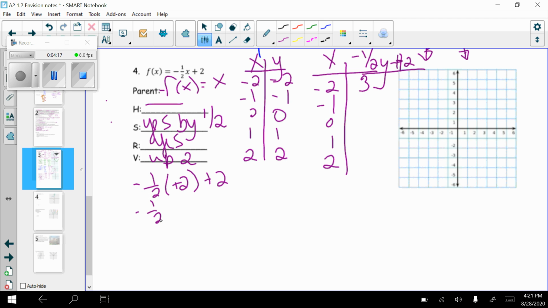Negative 1/2 times negative 1, and then add 2. So negative 1/2 times negative 1 is 1/2, plus 2 is 2.5.